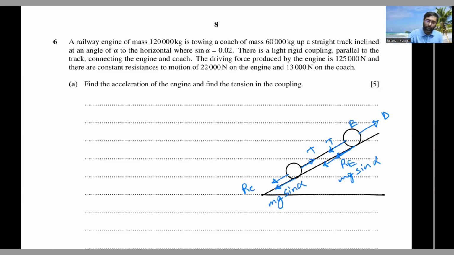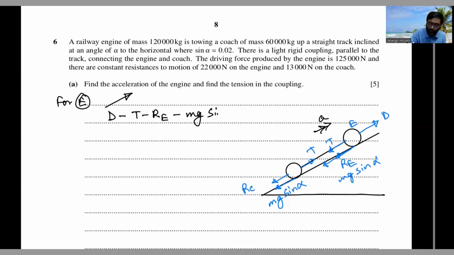So if we apply Newton's second law here for both particles separately, for the engine we have D minus T minus RE minus mg sin alpha. It is moving along the slope. So D minus T minus RE minus mg sin alpha equals ma.